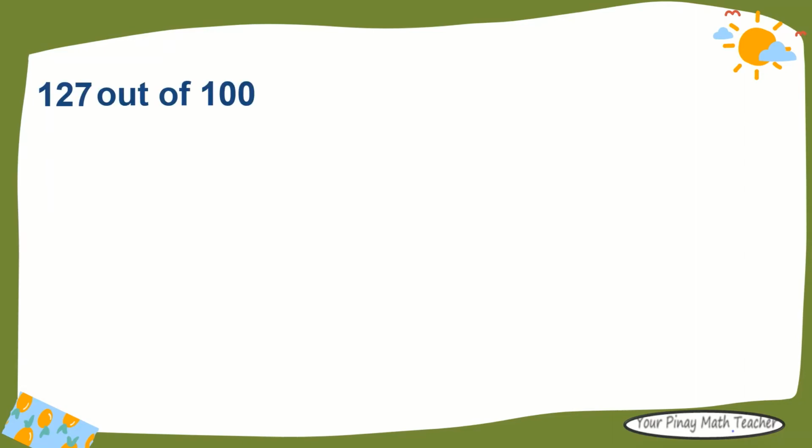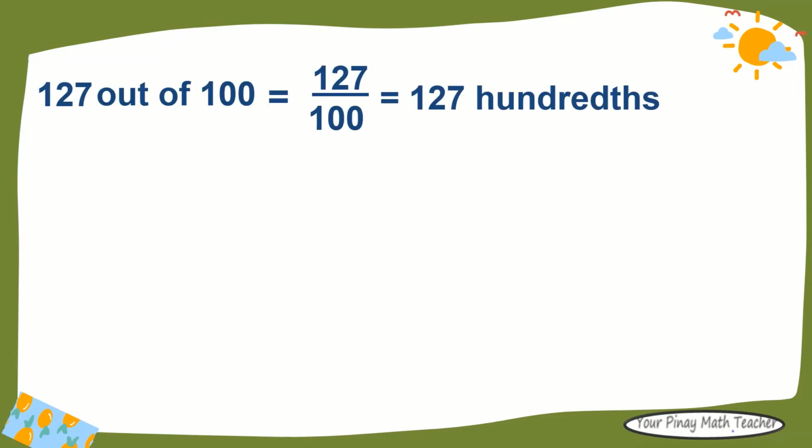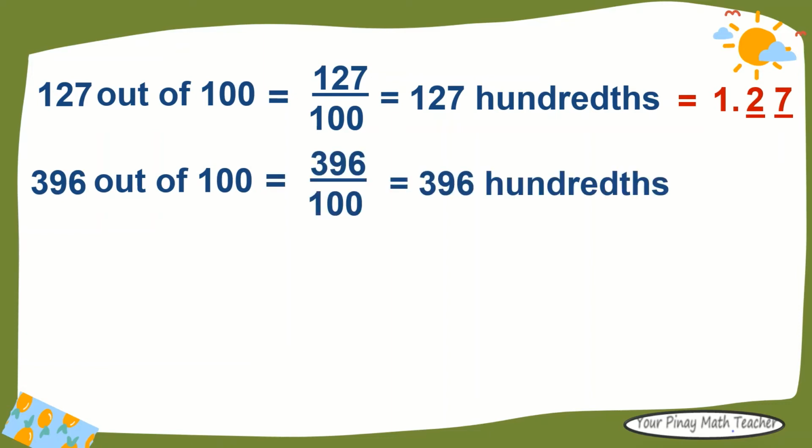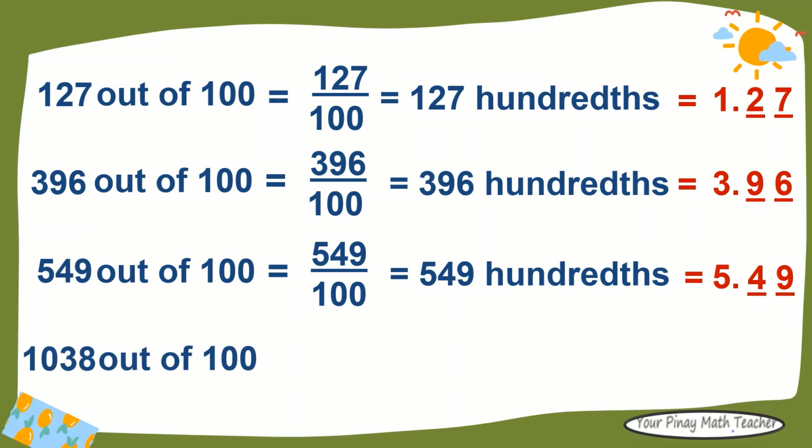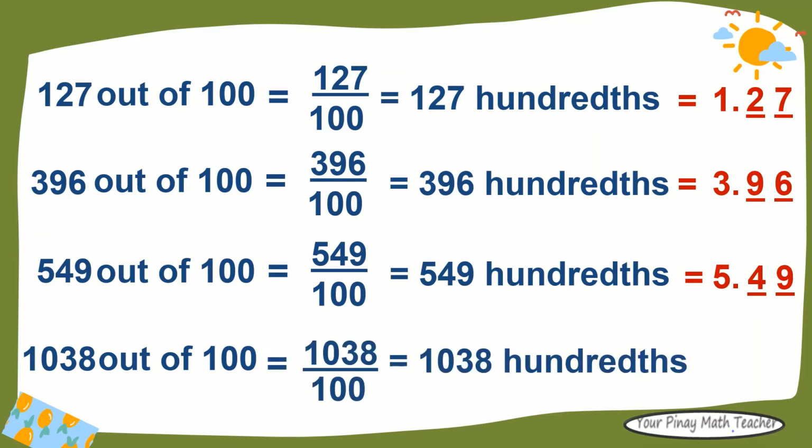Change 127 out of 100 in decimal. This is equal to 1.27. 396 out of 100 or 396 hundredths, 3.96. 549 out of 100 or 549 hundredths, 5.49. 1038 out of 100 or 1038 hundredths, 10.38.